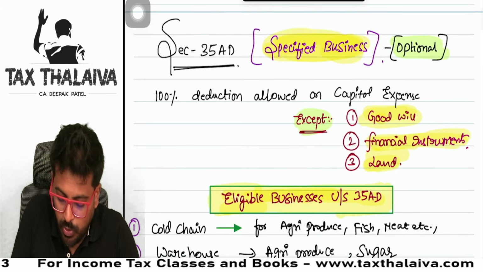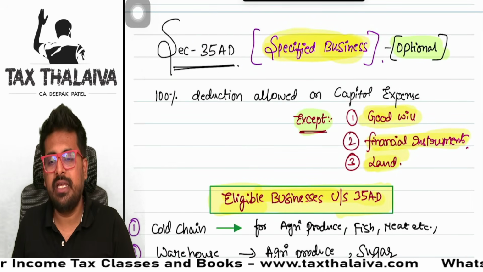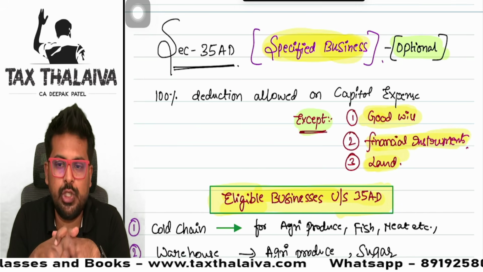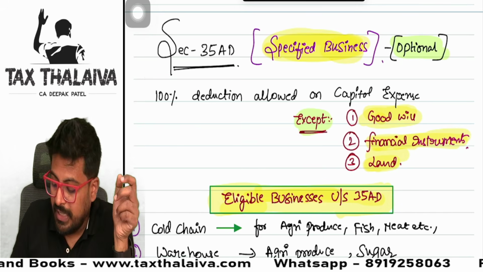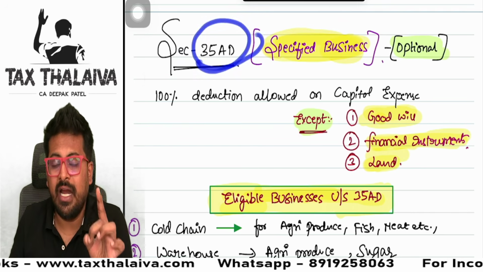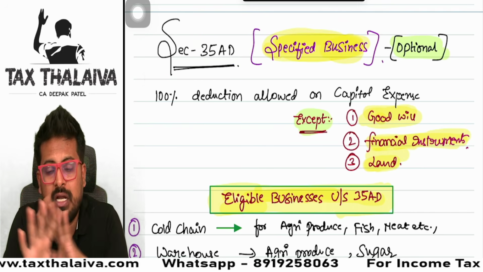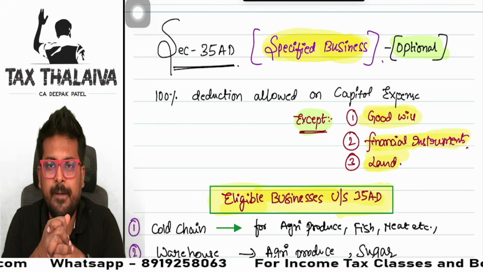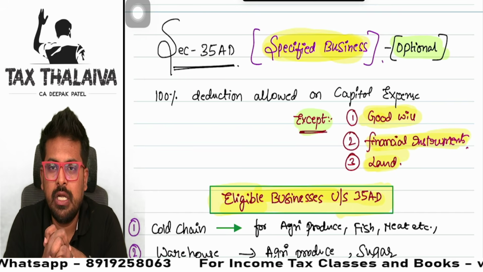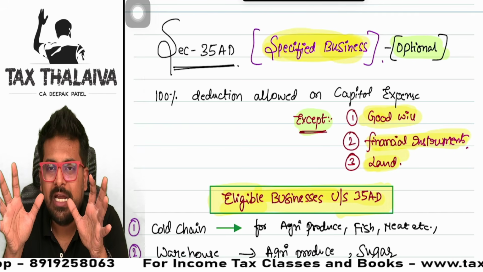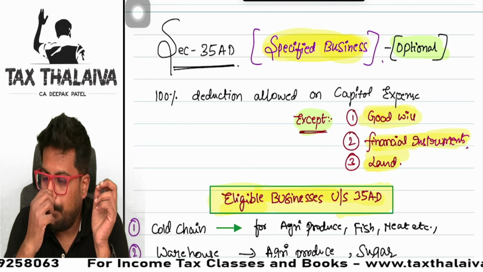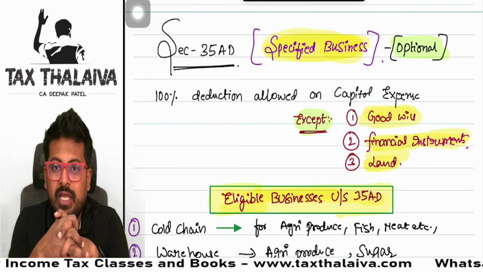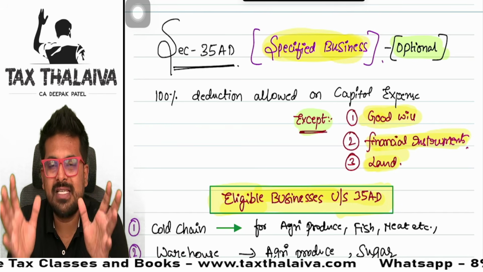The next section which we are going to discuss is section 35AD, specified business. This is optional expenditure which you can claim. And one more thing, 35AD also you can claim only under optional tax regime. Under default tax regime, you cannot claim this. And now, what is 35AD? Guys, in order to boost infrastructure of the country, in order to boost some particular businesses in the country, the government is giving one option to the business people.